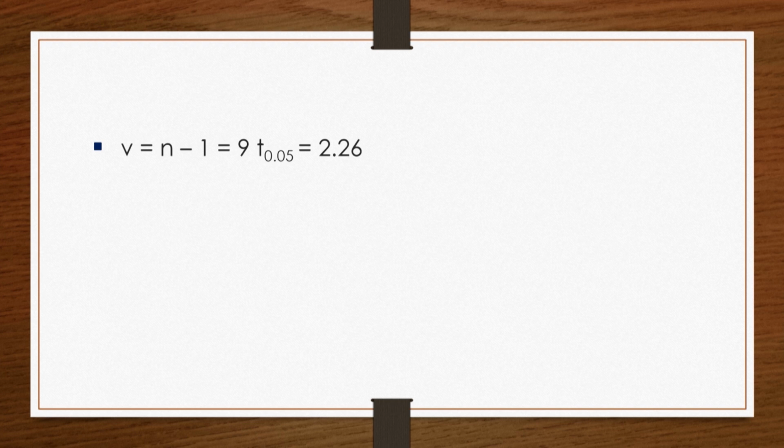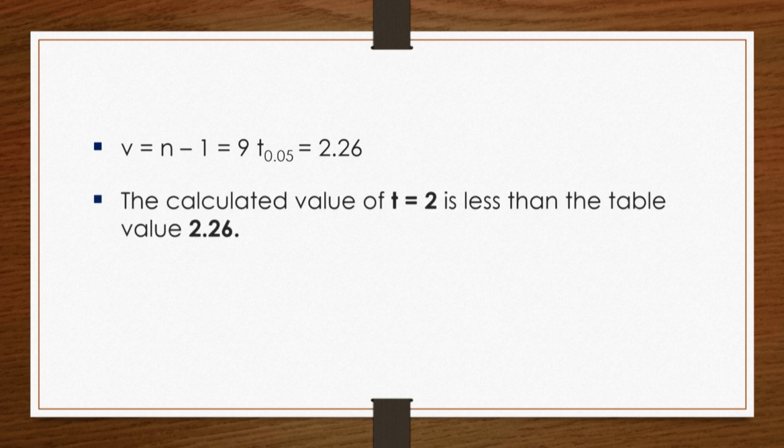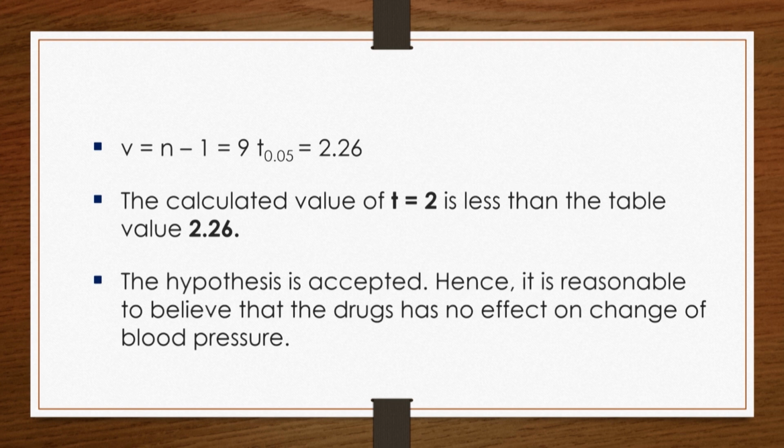So the significant level of t value at 5% is given as 2.26. Here the calculated value of t, which is equal to 2, is less than the table value 2.26. The hypothesis is accepted, hence it is reasonable to believe that the drug has no effect on change of blood pressure.